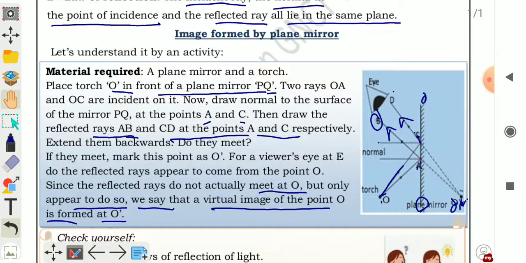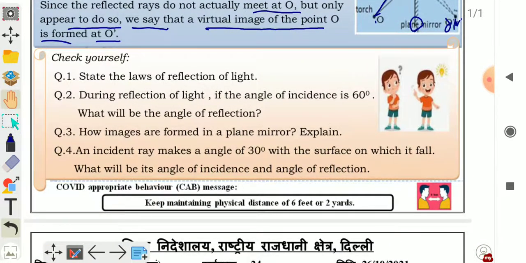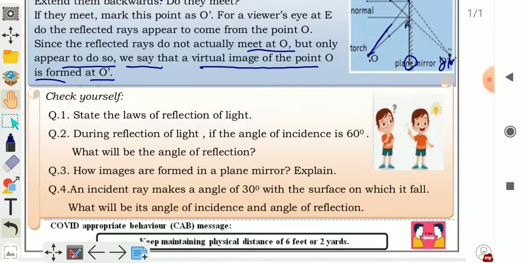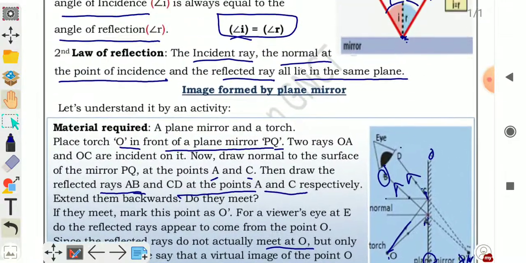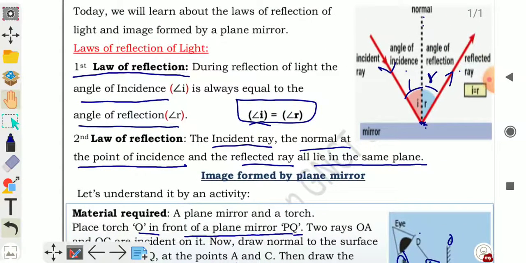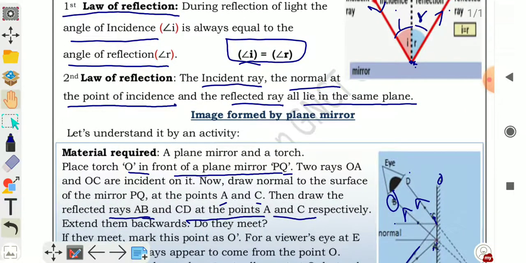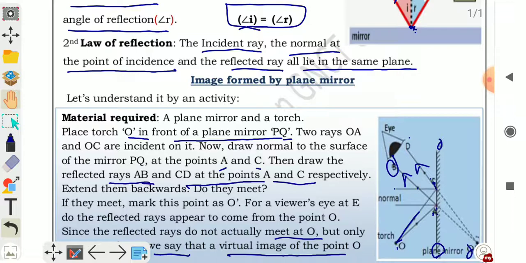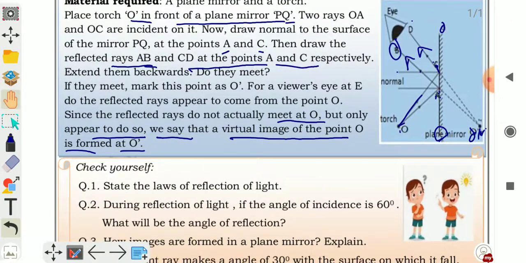Now check yourself. Question number 1. State the laws of reflection of light. Here you have to write the laws of reflection of light. There are two laws given in this worksheet. The first law says during reflection of light, angle of incidence is always equal to the angle of reflection. According to the second law, the incident ray, the normal at the point of incidence, and the reflected ray all lie in the same plane. So these are the two laws of reflection.